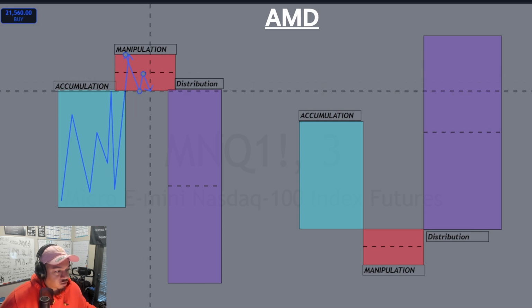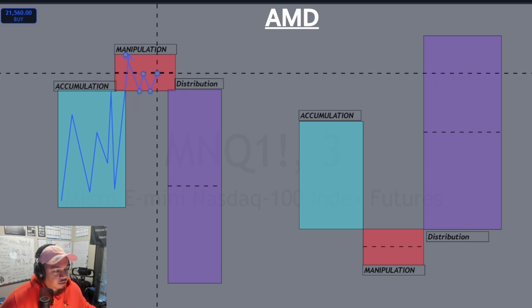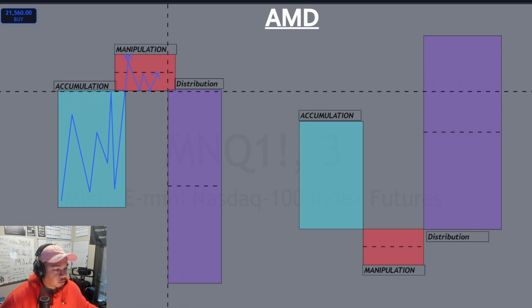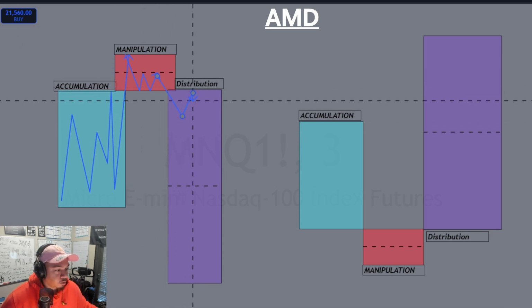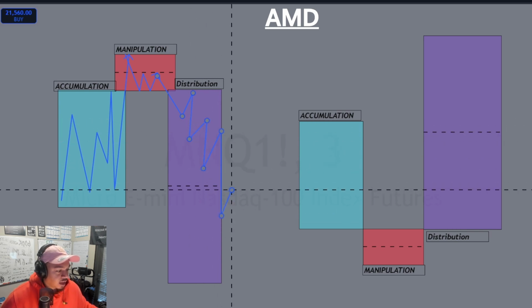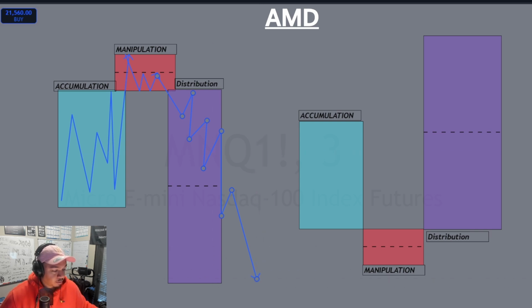Eventually it's going to struggle to stay above 50% of that small manipulation range. Sometimes it may just be one push. And then eventually that breaks down into what we know as distribution. Now through that, we're able to actually frame multiple trades and take advantage and make money. So I'm going to frame these trades.